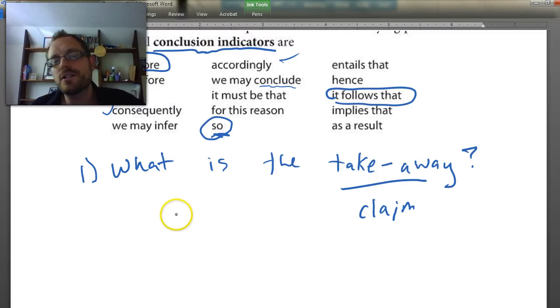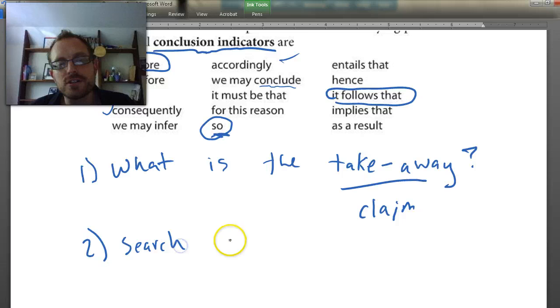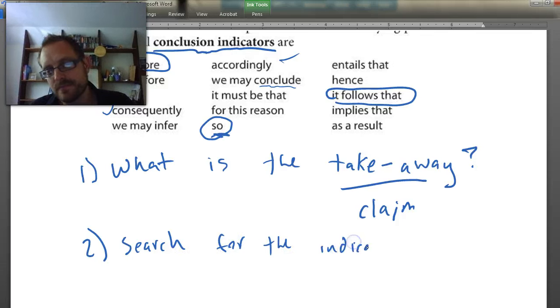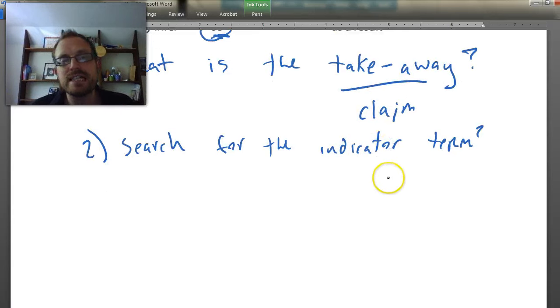So, one of the first things you do when you read an argument: first, ask what the takeaway is. And if you can't figure out the takeaway, number two, search for the indicator term. Search for the indicator term, right? Because even though there's formal logic, we're going to take arguments that are explained in ordinary language, formalize them, and analyze them, but we have to figure out what the conclusion is. So you've got to look for that indicator term.